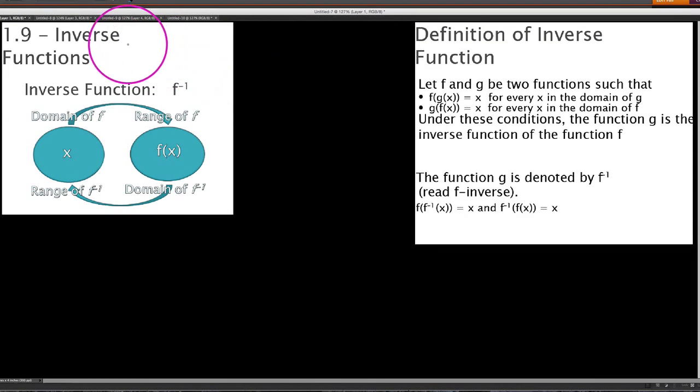Okay, YouTube, in this video I'm going to cover everything about inverse functions, including their definition, how we verify them graphically, talking about whether or not inverses are themselves functions, and last but not least, how you actually find them algebraically. So let's go ahead and begin with what we mean by inverse functions.